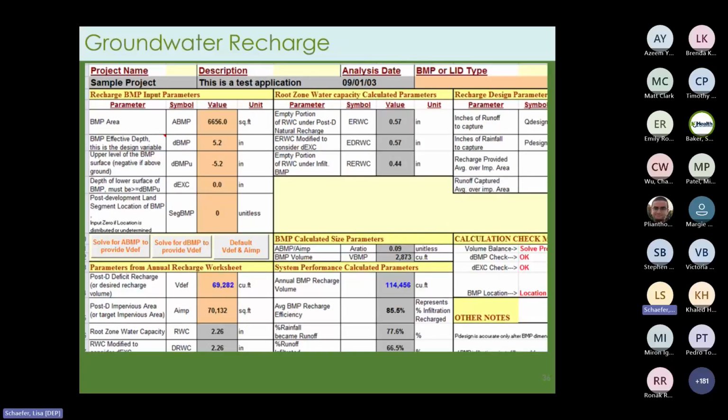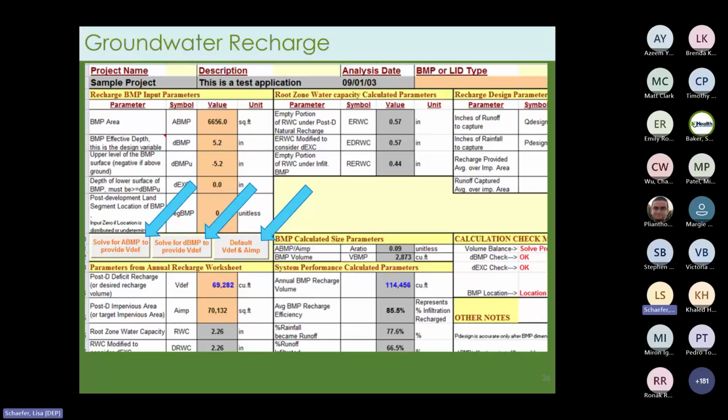So it looks like this. Once again, orange is for inputs and gray are the outputs. The red text on the right shows the status of whether the calculations are correct. The three gray buttons on the left solve for ABMP to provide VDEF, solve for DBMP to provide VDEF, and default VDEF and AIMP. They're not really used in the spreadsheet when you use the actual BMP design parameters to check whether the annual BMP recharge volume is equal to or greater than the post-development deficit recharge.